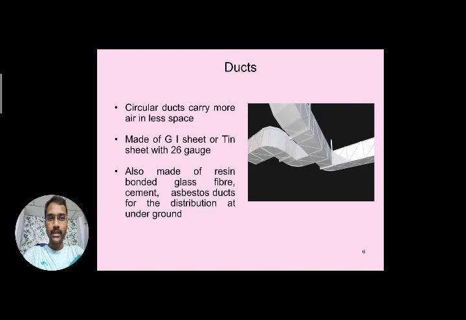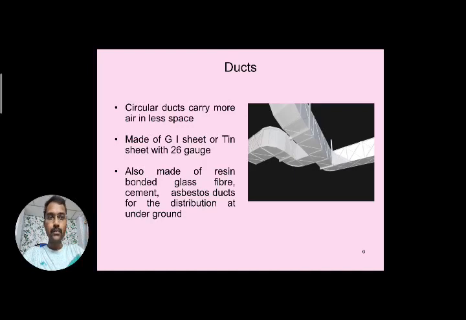Cement type sections can also be used, made with cement material, or asbestos ducts can also be taken, but each depends on the application. These types of materials can be chosen for distribution in underground places. Mostly asbestos ducts are preferable because moisture content will be there and may affect the metals. So at those times asbestos ducts or cement ducts are used when the air conditioning has to be sent through the undergrounds.